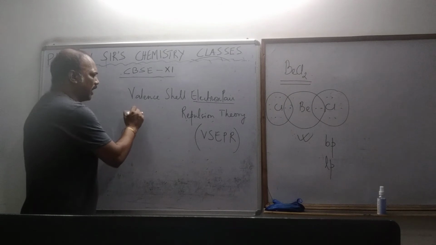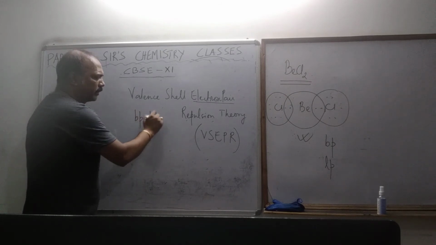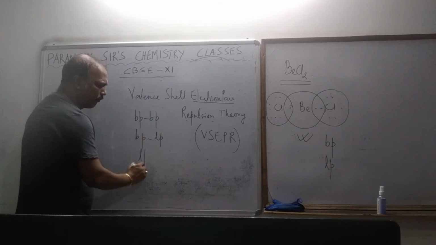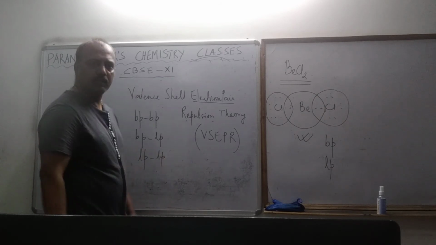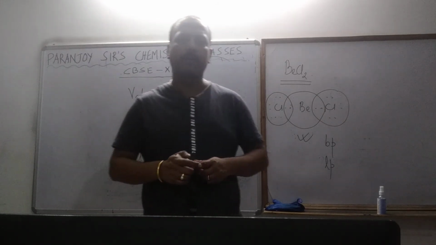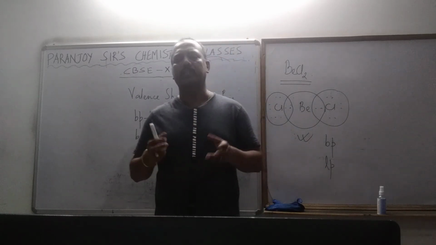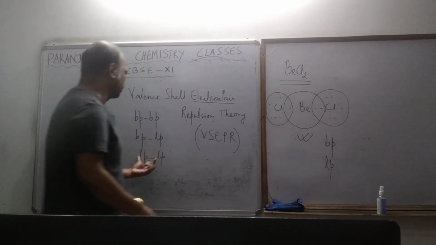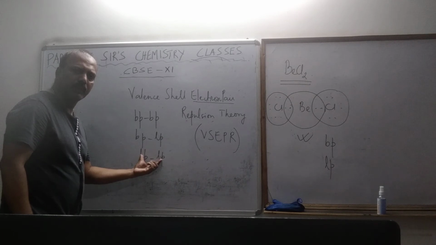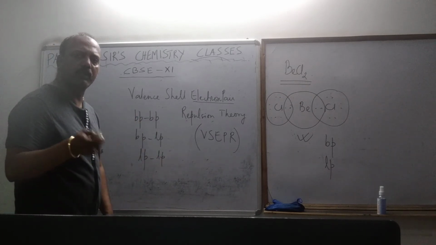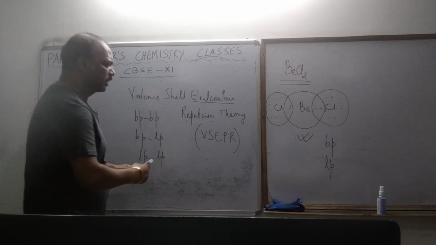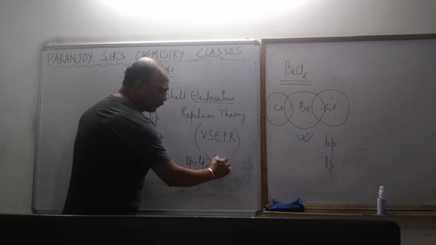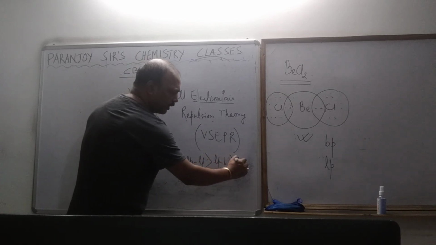The repulsive force can be between bond pair and bond pair, between bond pair and lone pair, and between lone pair and lone pair. Bond pairs are the ones taking part in bond formation. Lone pairs have no work to do, so when lone pair and lone pair repel, that repulsion is maximum, and when bond pair and bond pair repel, that repulsion is minimum. So these three repulsions are in the order of lone pair-lone pair greater than lone pair-bond pair greater than bond pair-bond pair. That's the next point.